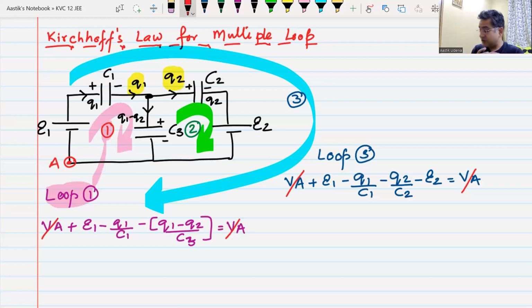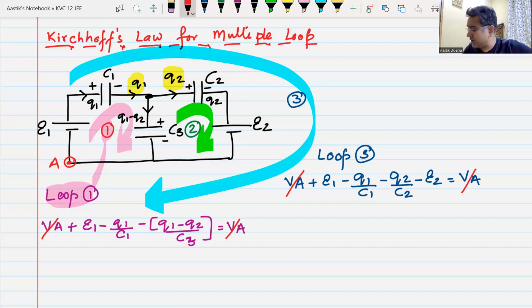So now you have two equations in Q1 and Q2, and with the knowledge of simple maths, you should be able to solve these two equations, get the value of Q1 and Q2, solve the answer, and stay happy. Do we understand this? Yes or no? Yes, sir. Everyone understands this? Do we understand this, everyone? Yes, sir. Okay. This is as simple as it gets.